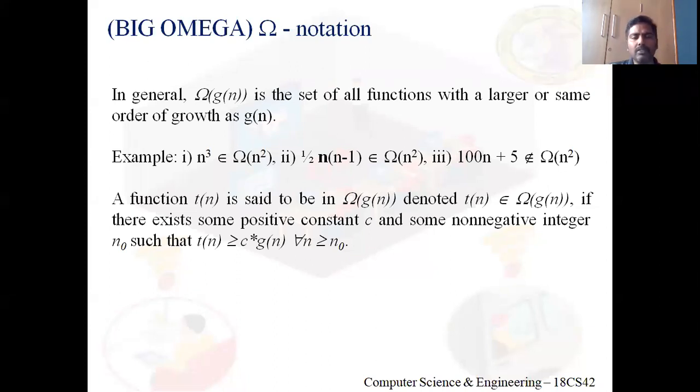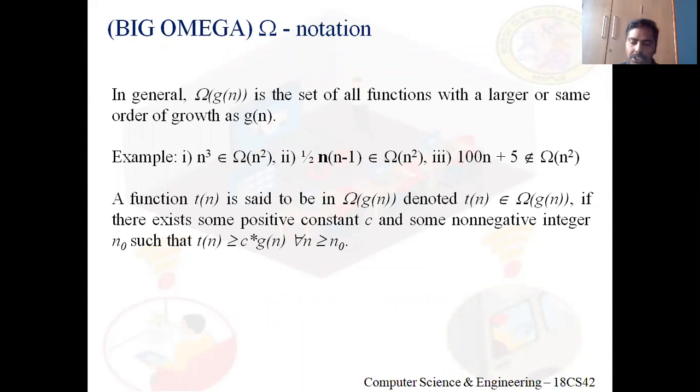Half n into n minus 1. That is half n square minus half n. It's nothing but quadratic. And of course, it belongs to big omega of n square because half n into n minus 1 is quadratic, whose growth rate is the same as n square's growth rate. Now the third example, 100 n plus 5. What is that? Linear. It doesn't belong to big omega of n square because linear's growth rate is smaller than quadratic. Got it? Now I think you're clear with this.